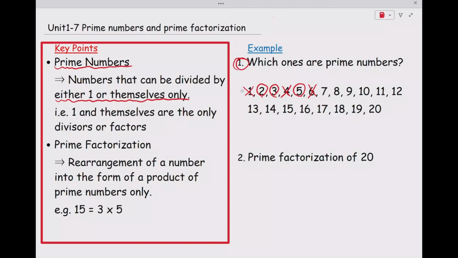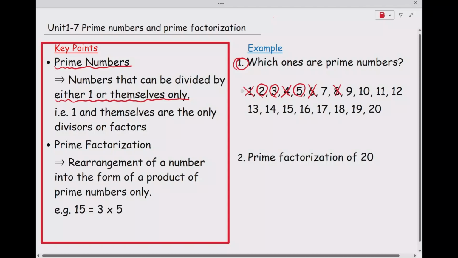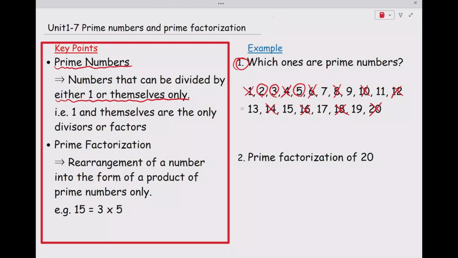Here, you may have guessed by now that any even number other than 2 is not a prime number because it can also be divided by 2 other than 1 and itself. So, let's exclude all even numbers other than 2 from the list. That leaves us with 7, 9, 11, 13, 15, 17, and 19.